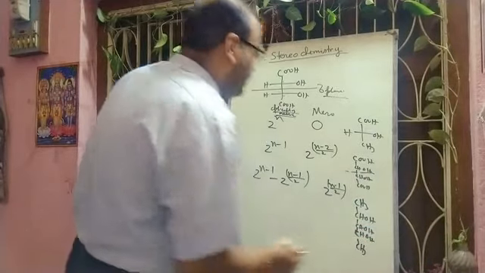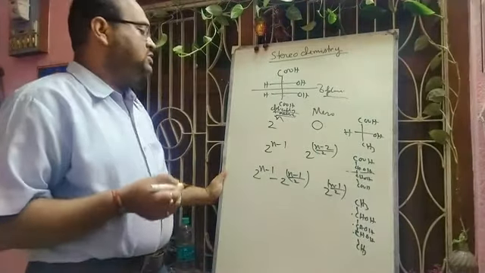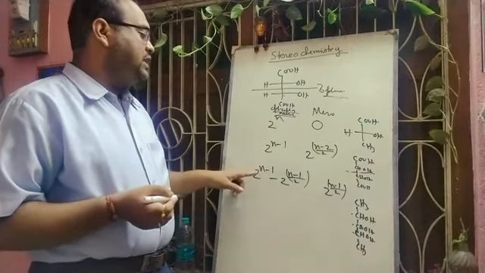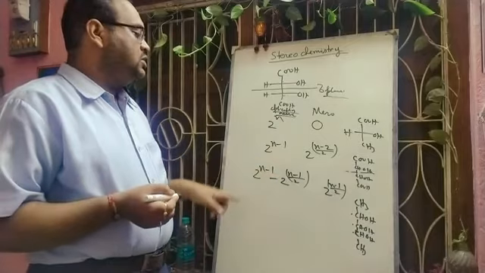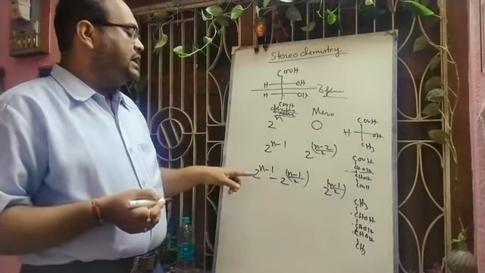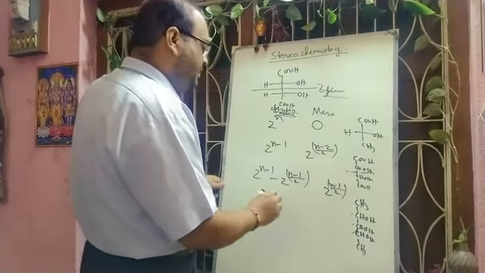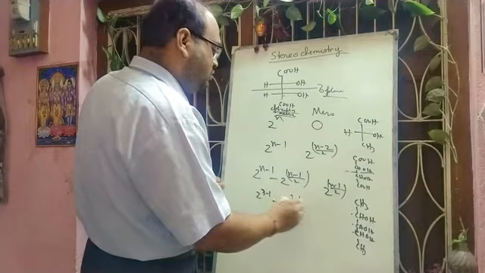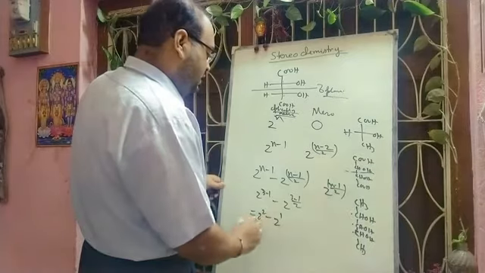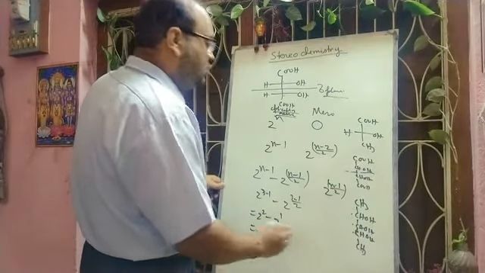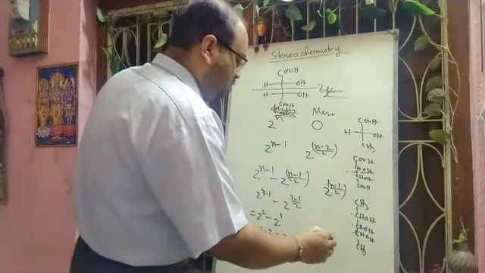So here we can take one example like CH3, CHOH, CHOH, CHOH, CH3. In this case, the total number of chiral centers is 3. So if we put here 2 to the power 3 minus 1, minus 2 to the power 3 minus 1 by 2, that means 2 to the power 2 minus 2 to the power 1, that means 4 minus 2, that will be 2. So the number of optically active isomers will be 2 and the number of meso isomers will also be 2.